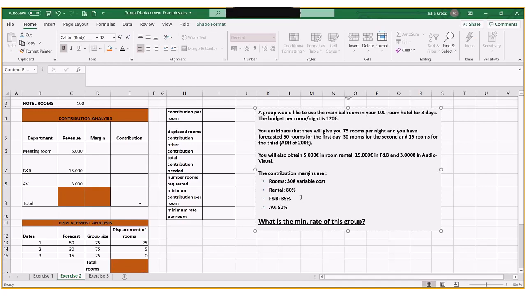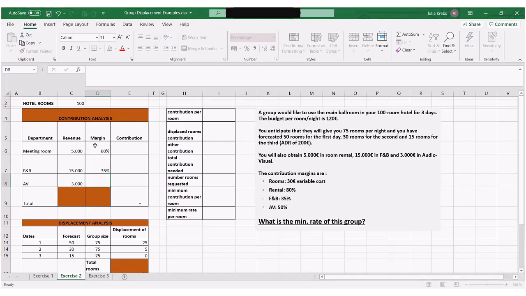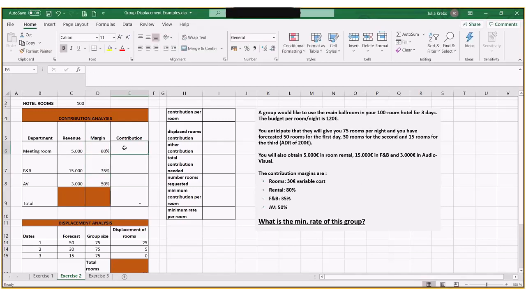Remember again, if it says contribution margin, it means that's how much money we are gaining. So as an example, if the room rental is 80% margin, the cost is 20%. So you can actually just enter the contribution margin here as a percentage, because the formula is set up to make your life easy. And then the contribution would be just revenue times the variable cost. So we can say that from the meeting room, we have 80% margin. The contribution that we are getting is 4,000 euros.